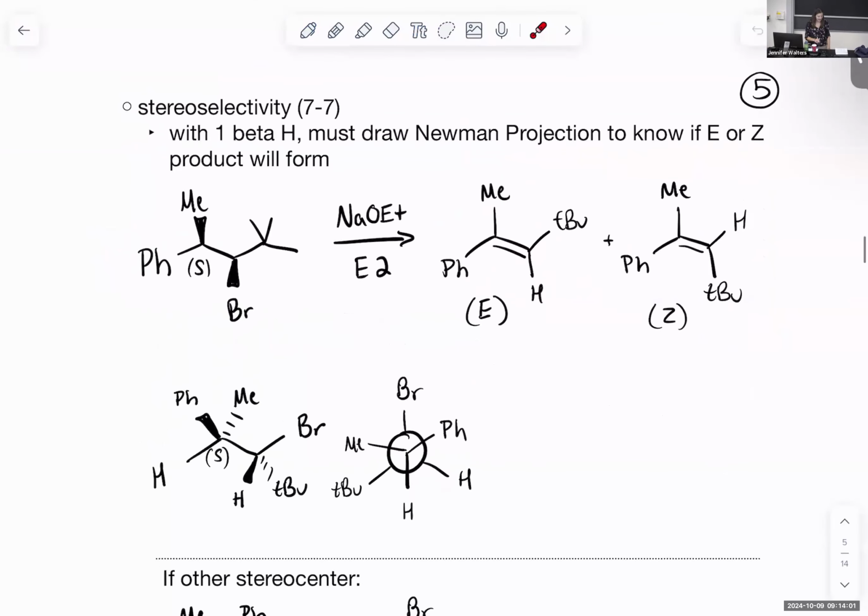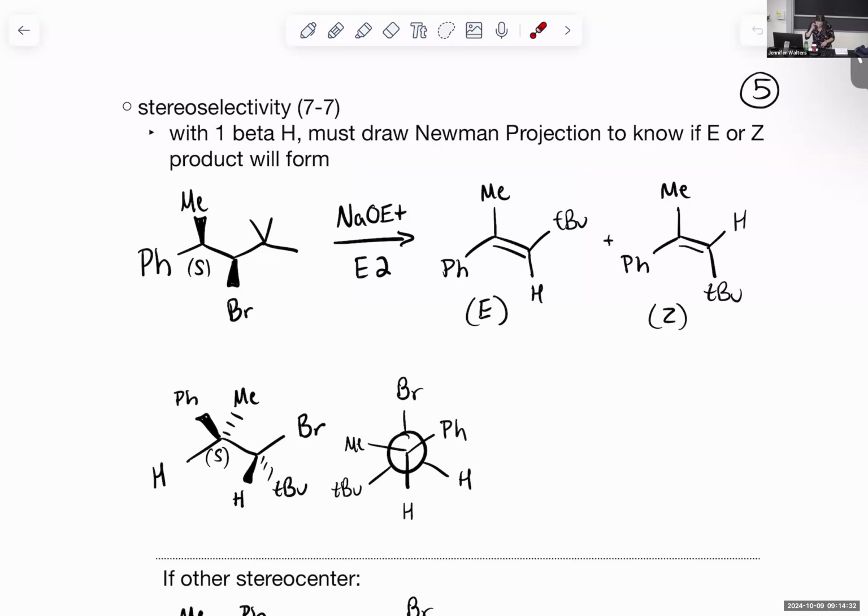So when we look at our stereoselectivity, if you have multiple beta hydrogens, you're just going to make sure you always make the most stable alkene. If you have one beta hydrogen, one hydrogen next door to where your leaving group is, you must draw the Newman projection to know if your product will be E or Z. So to know what the stereochemistry of your product will be.